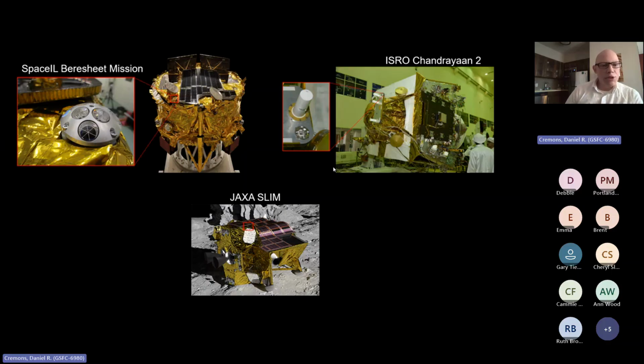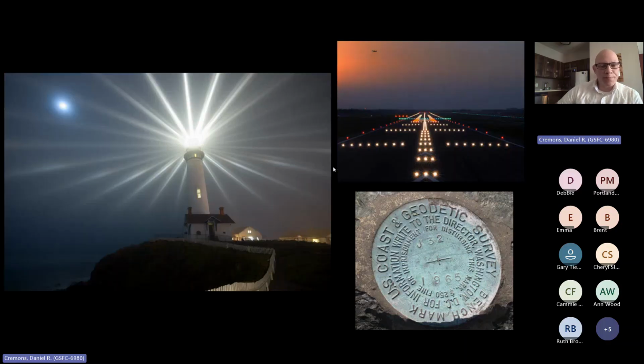So these are a few images of the arrays that we've sent to the surface on international missions. The upper left there is a private mission from Israel, the SpaceIL Beresheet mission. Also the ISRO, which is the Indian Space Research Organization, Chandrayaan-2 mission, and the Japan Aerospace Exploration Agency SLIM mission also carried one of our LRAs to the surface.